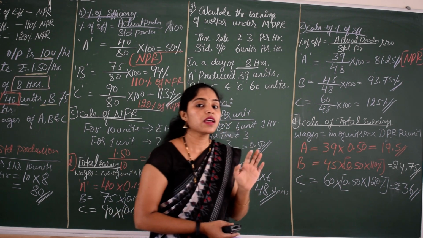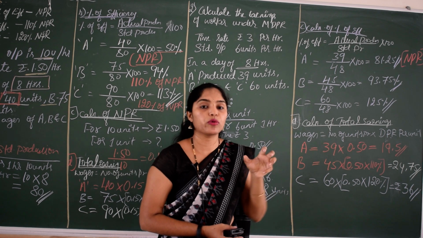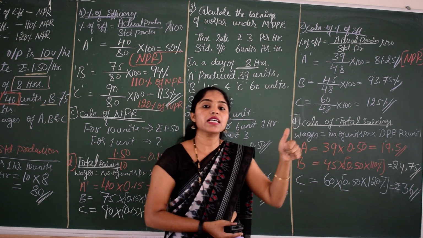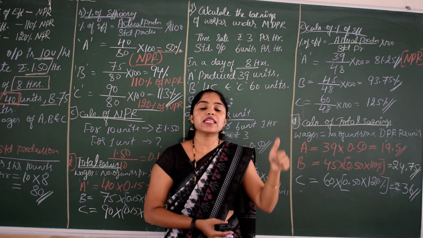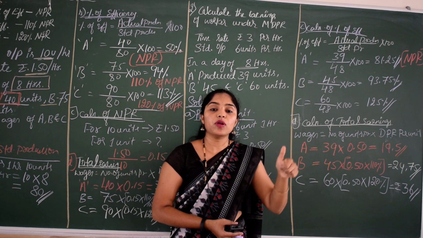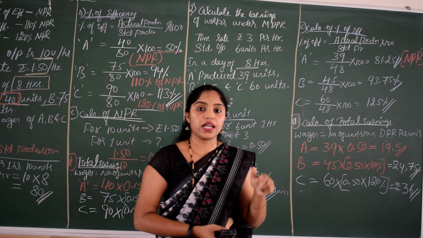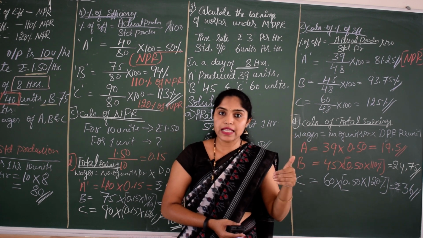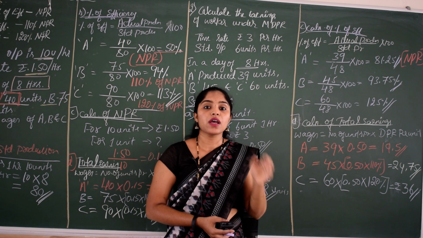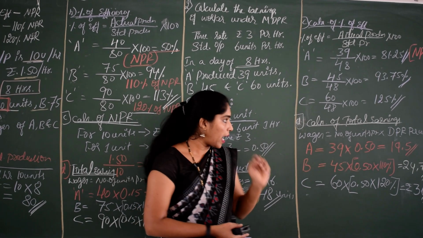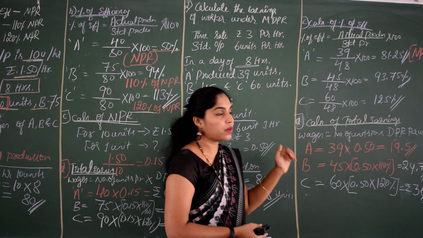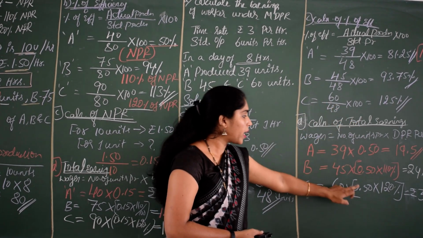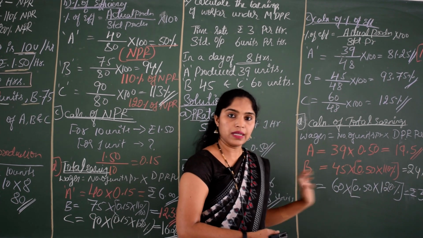Here one thing we need to memorize is the criteria or categories. The first criterion: if the percentage of efficiency is less than 83%, employees are going to get normal piece rate. If the percentage of efficiency is more than 83% but less than 100%, they are going to get 110% of piece rate. And if the percentage of efficiency is more than 100%, then they are going to get 120% of normal piece rate.